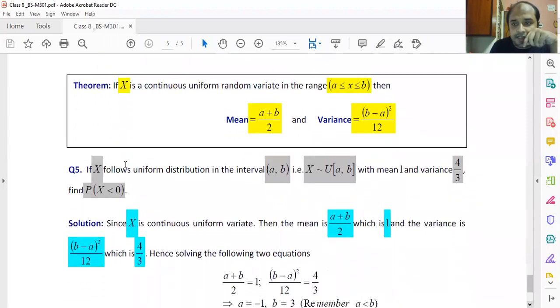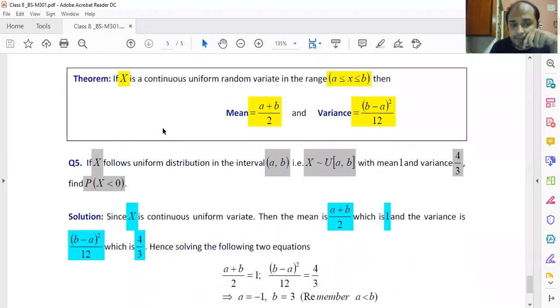In the example, it has been mentioned that capital X is a uniform random variable defined in this range ab, and the mean of the uniform random variable is 1 and the variance is 4/3. I am going to find the probability of X less than 0. This can only be found if you know the values of a and b. So my first job is to find the lower limit and the upper limit. For doing that, I am using the formula which I have noted here.